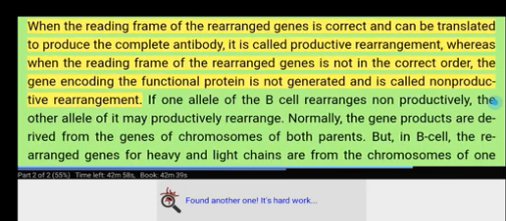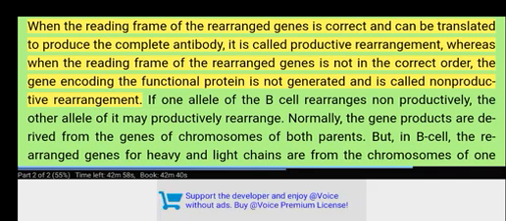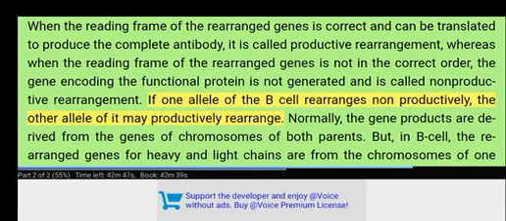Allelic exclusion. When the reading frame of the rearranged genes is correct and can be translated to produce a complete antibody, it is called productive rearrangement, whereas when the reading frame of the rearranged genes is not in the correct order, the gene encoding the functional protein is not generated and is called non-productive rearrangement. If one allele of the B cell rearranges non-productively, the other allele may productively rearrange.